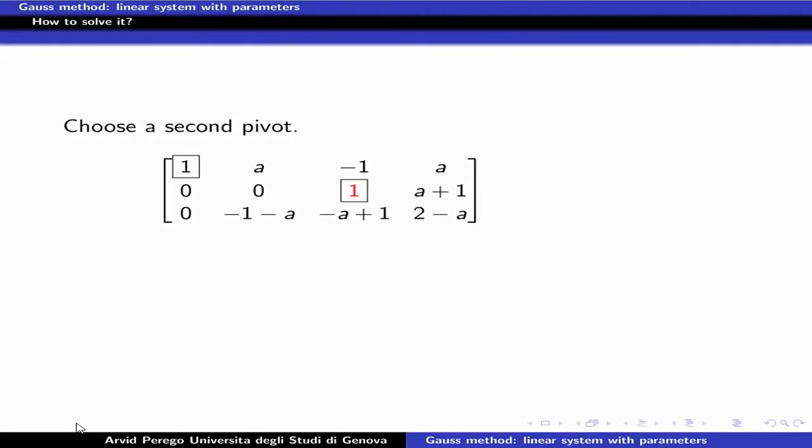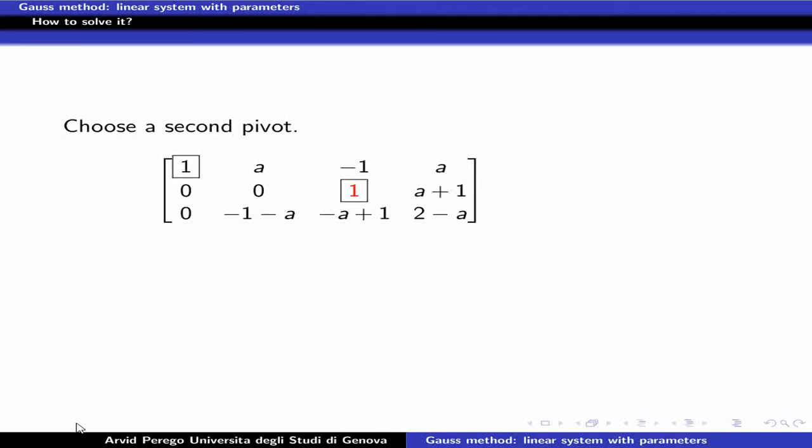We start again with the matrix we produced in the last step. It is 1, 0, 0, the first column; 0, 0, 1 minus a, the second column; minus 1, 1, minus a plus 1, the third column; and a, a plus 1, 2 minus a is the last one. Now we look at the matrix and we see that on the second line and the third column lies a 1. So we use it as a new pivot.